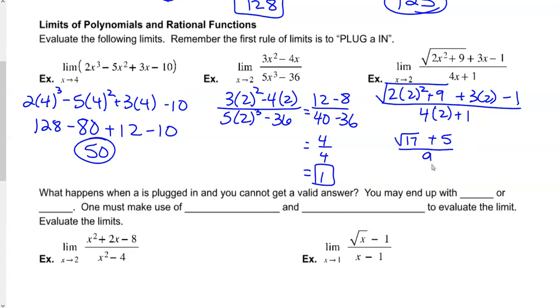Now, nothing here can be simplified. It doesn't look very pretty, but that is a valid answer for our radical function that we have there. Okay? All right, very good. So that's the rule of plugging a in.